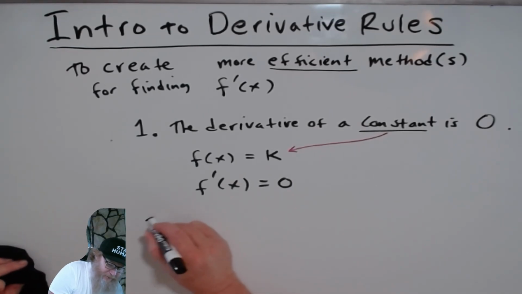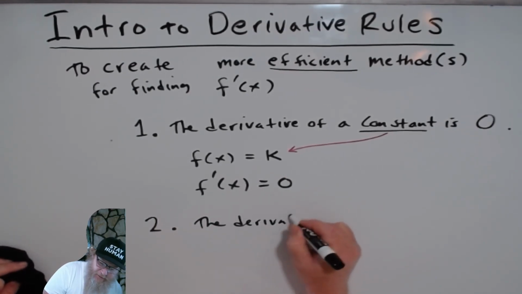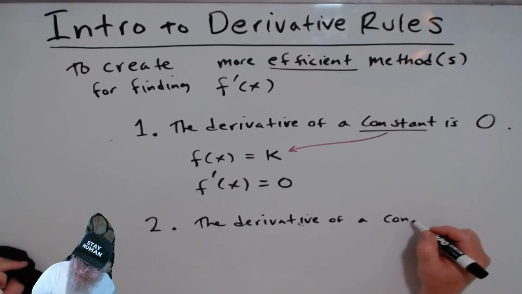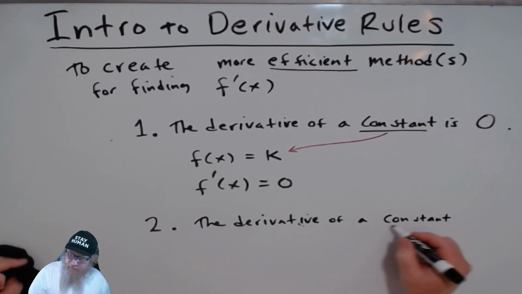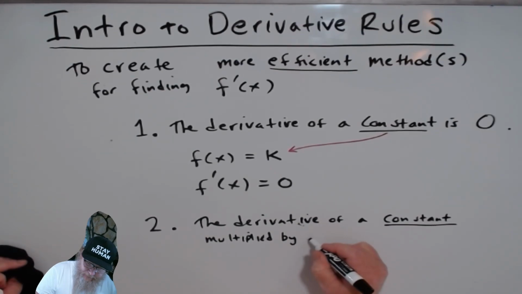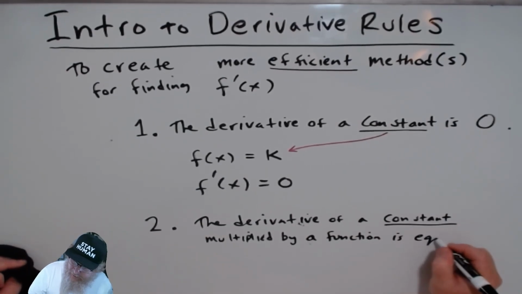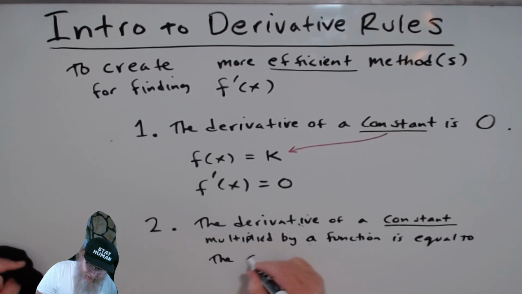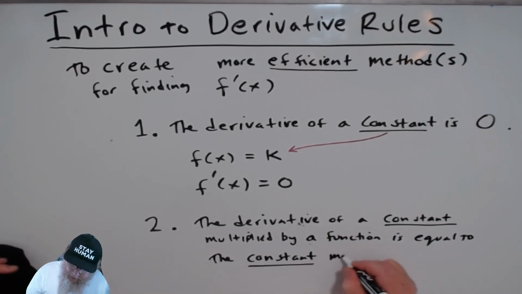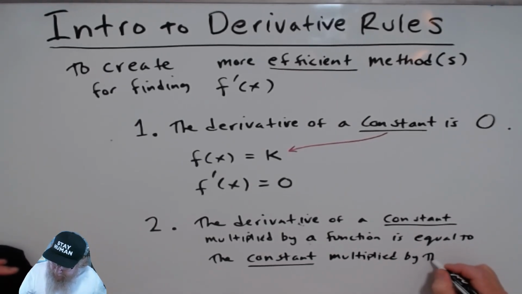Okay. The second rule is the derivative of a constant multiplied by a function is equal to the constant, so the same constant multiplied by, sometimes I just want to say times, the derivative of the function.